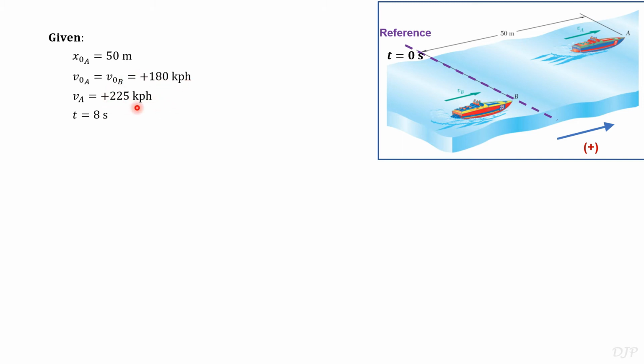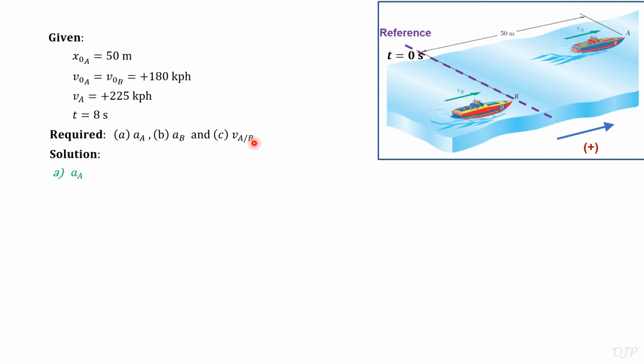Take note that this final velocity of boat A will be the value of its velocity when boat B is able to catch up with boat A. And the time that boat B will be able to catch up must be equal to 8 seconds. So the requirements are a sub A, a sub B, and v sub A over B.